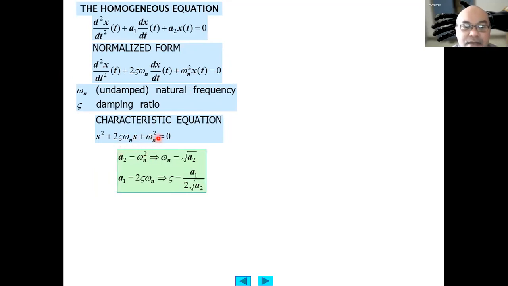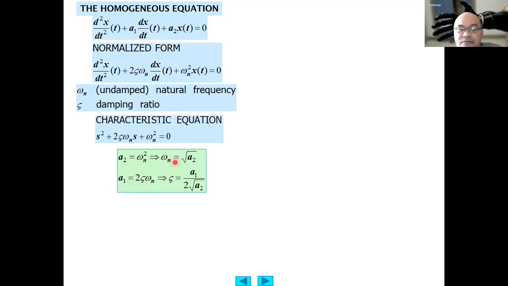So from here, we can relate it with the homogeneous equation, and we obtain a2 equals ωn², or the undamped natural frequency equals the square root of a2. a1 equals 2ζωn, which means that ζ equals half of a1 divided by ωn, that is, a1 divided by 2, divided by ωn.